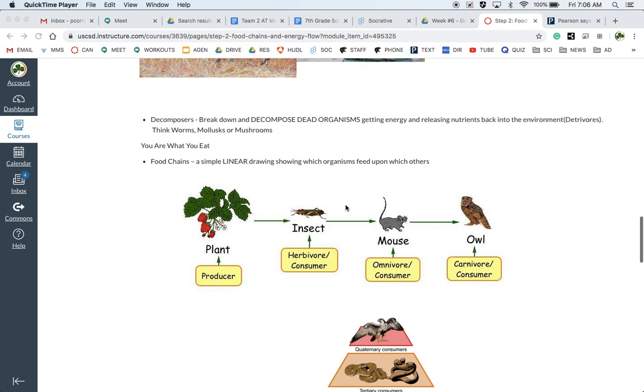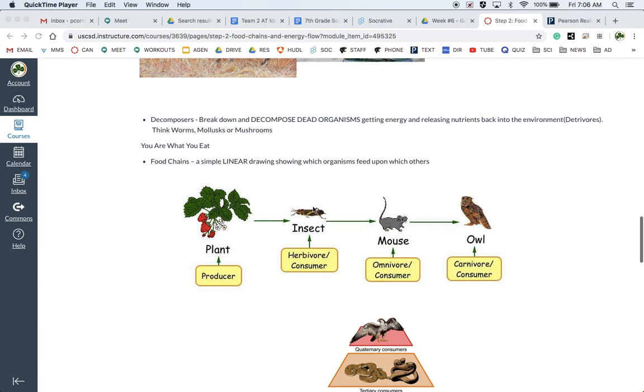pyramid. This right here is a food chain. It's basically a set of four organisms that show the passing of energy between those organisms. And what you have to understand is that when we do any of these, a food chain or food web, the arrows always go in the direction of the organism that is doing the eating, that is doing the consuming. So you have to think of it as this plant is passing on its energy to this insect.